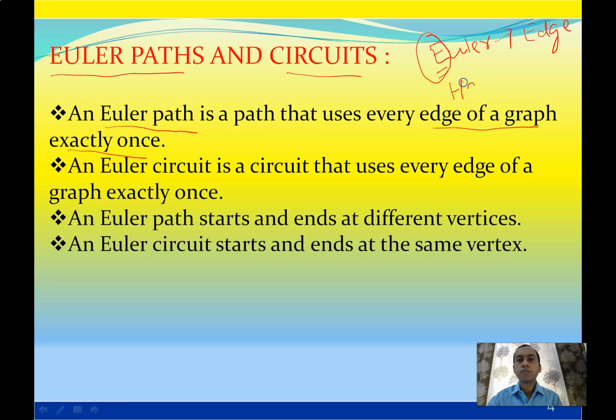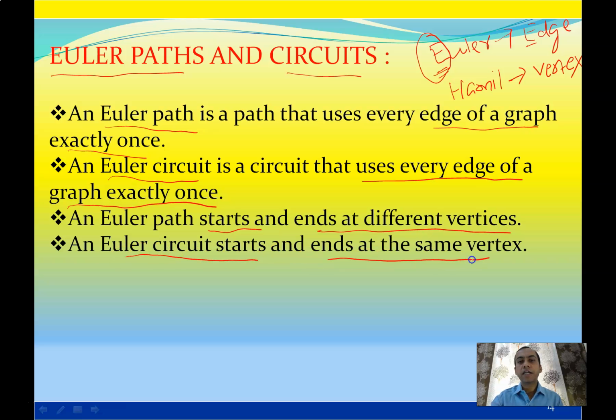Euler is related to edge. And there is one more term that is called Hamiltonian. So Hamiltonian is related to vertex. तो आपको एक चीज याद रखना है कि यहाँ मैच करेगा, Euler edge से रिलेट है, दूसरा अपने आप याद हो जाएगा. So Euler is related to edge. So Euler path is a path that uses every edge of a graph exactly once. An Euler circuit is a circuit that uses every edge of a graph exactly once. Euler path starts and ends at different vertices. Euler circuit starts and ends at the same vertex. So I hope you understand.